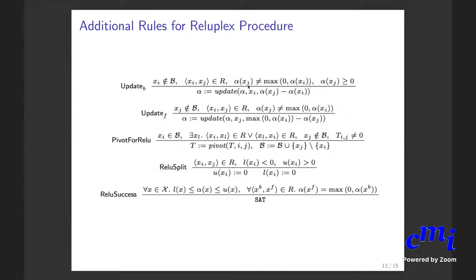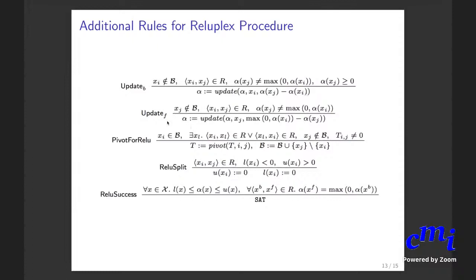And if xj, the output, is violating the ReLU constraint, and this is applied only when you have alpha xj greater than or equal to 0, then you fix the input, okay? The input, which is in the non-basic variable, so as to make it equal to its output, okay? So you may need to increase the input to do that, okay?